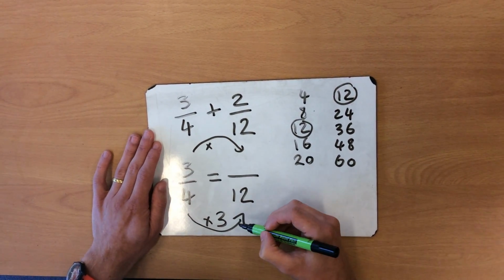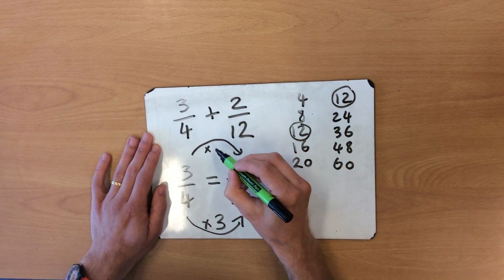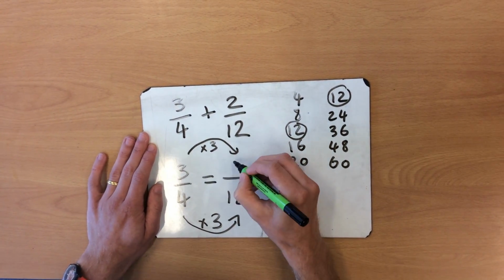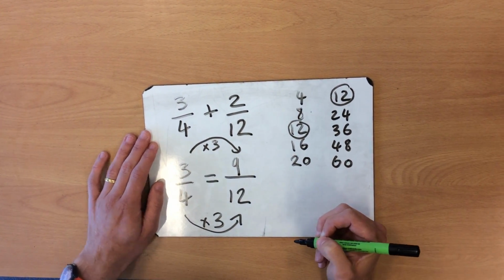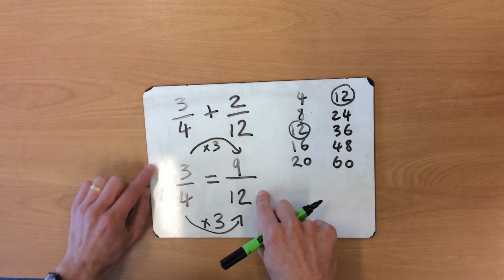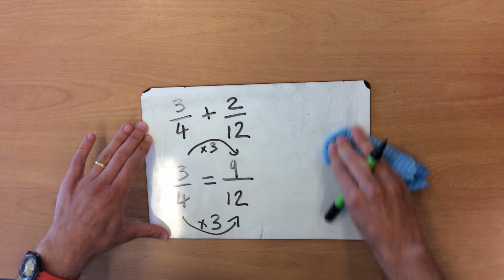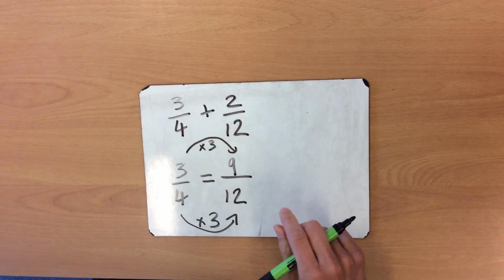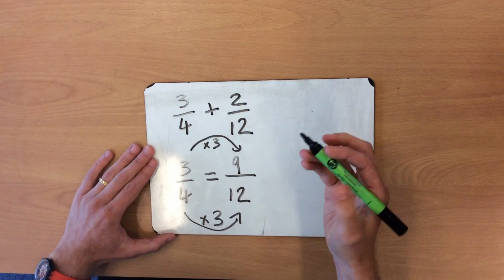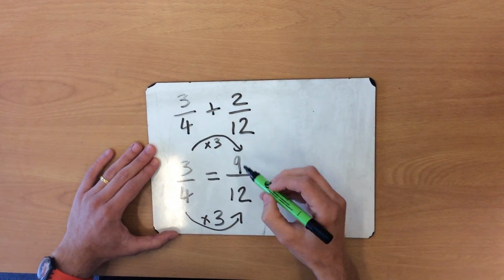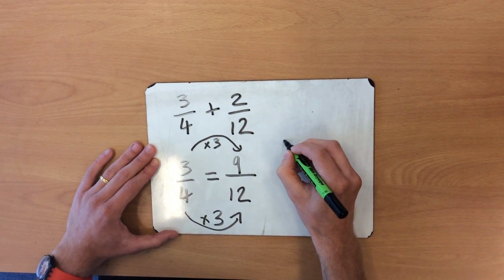And whatever you do to the denominator, you do to your numerator. So my top will be 3 times 3, which equals 9. So 9/12 is equivalent to 3/4. So I'm just going to rip off this little bit of working out. I can now rewrite my calculation for me to solve it. So this time, instead of 3/4, I'm going to write 9/12. So I'm going to do it here.